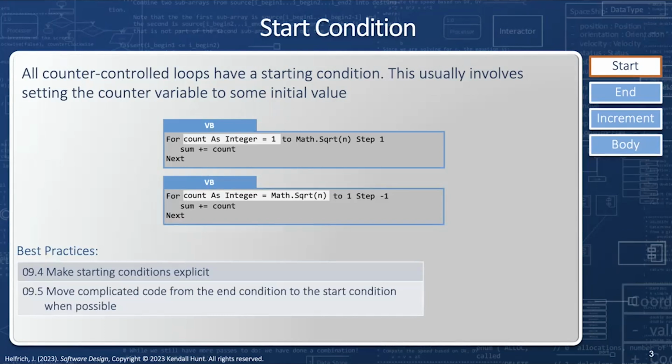So a couple of best practices. First of all, make the starting condition explicit. If your programming language allows you to skip this step, it's a good idea to add it anyway, so it's extremely clear exactly what you're doing. And second, we want to move the complicated code from the end condition to the start condition. So back to our 2 VB examples, notice that the square root of n is actually rather complicated. We don't want to do this every iteration. We want to do it exactly once, and therefore the second solution is better.